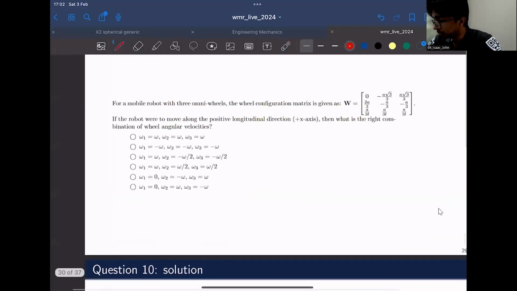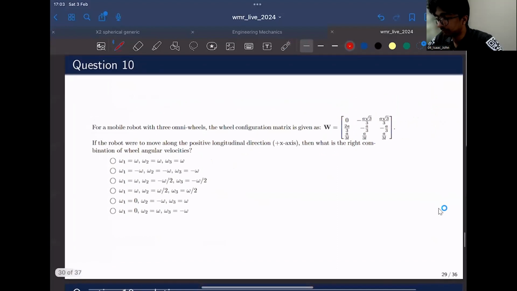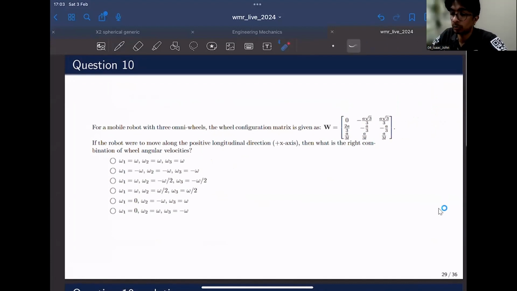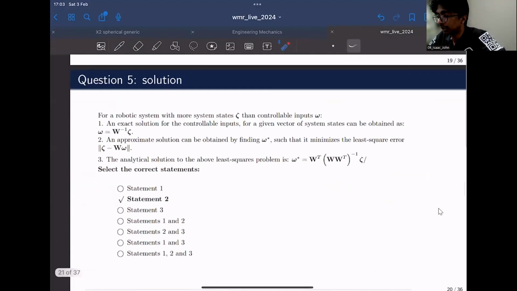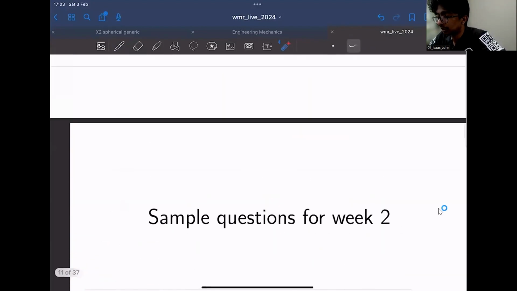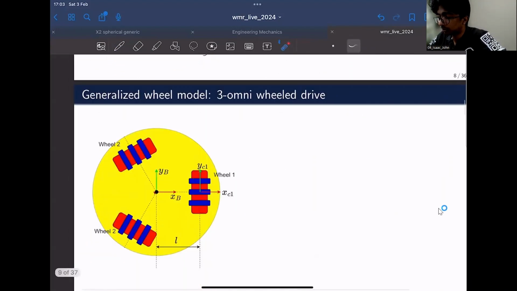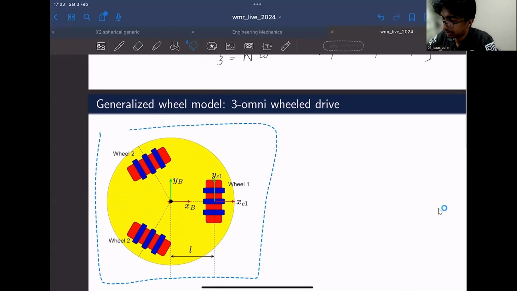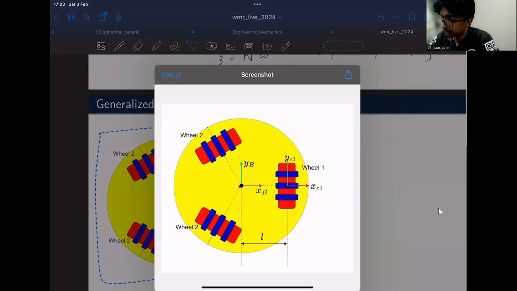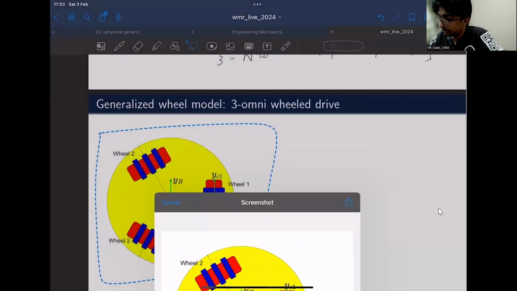So I think we have a few more questions. I think we have 4 more questions actually. So we'll try to wind it up quickly. This is now corresponding to the omni-wheel robot, right? So yeah, we only have a few more questions. So I'll again reproduce the omni-wheel robot for your reference. I'll take a screenshot, copy.